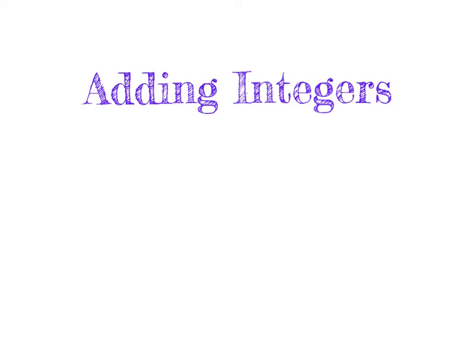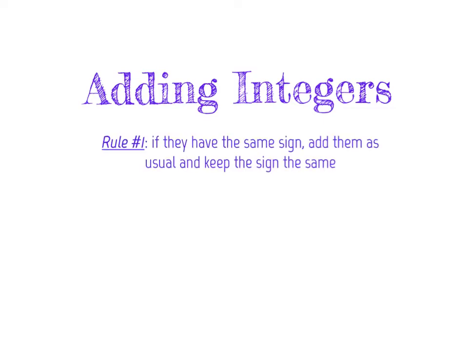Because we started with positive integers back in kindergarten and first grade, we're going to start with them as well. Remember, when you were adding back in elementary school, you were adding numbers with the same sign. So you added them together and they stayed the same. So that is the first rule of adding integers. Rule number 1: if the numbers you're adding have the same sign, you're going to add them like you normally would and keep the sign the same.